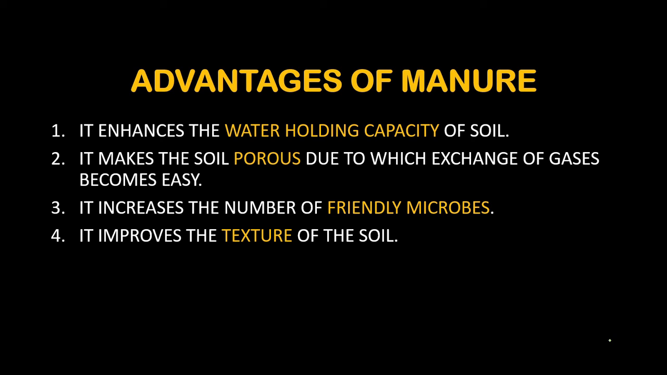and a lot of organic farming is taking place these days. Manure is used in organic farming, so you should know what are the advantages of manure. It enhances the water holding capacity of soil. It makes the soil porous, due to which exchange of gases becomes easy. It increases the number of friendly microbes in the soil, and it improves the texture of the soil. So till now we learned 2 steps. The seeds have been planted and additional nutrients have been given to it in the form of manure and fertilizers.